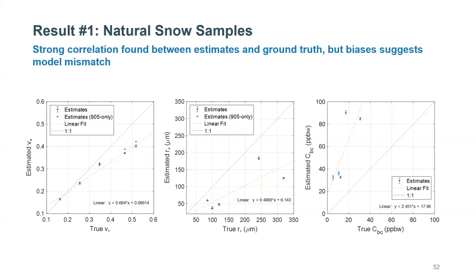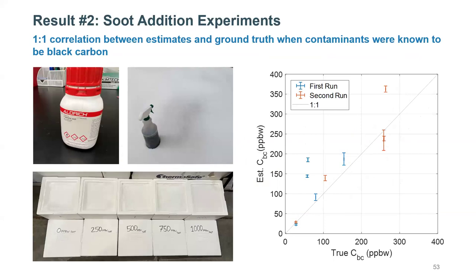In our second set of experiments, we collected several snow samples that all had very similar densities and grain sizes, but we then added varying concentrations of black carbon soot to these samples, and we tried to estimate the concentration. And so our results are shown on the right. Even though we don't have that many data points, this result was really encouraging, because it seems to show a really 1-to-1 correlation between our estimates of black carbon and our ground truth measurements of black carbon. So this indicates that when we know that the impurity in the snow is black carbon, we can estimate its concentration relatively accurately.